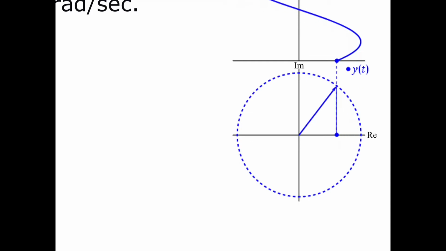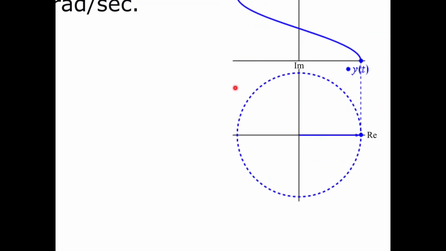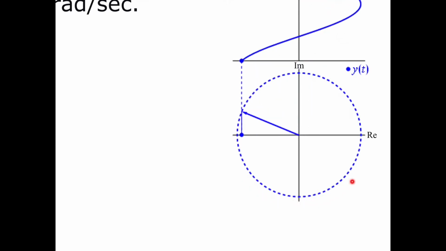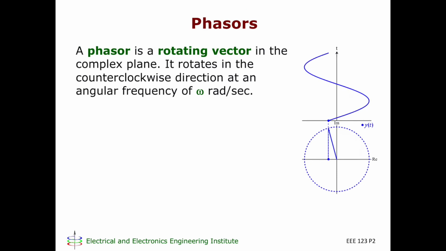This is to help you visualize what a phasor is. This is our complex plane, and you see the rotating line segment within that plane. It's rotating at an angular frequency of omega radians per second in the counterclockwise direction. Omega is equal to 2 pi times f, where f is our frequency in cycles per second.